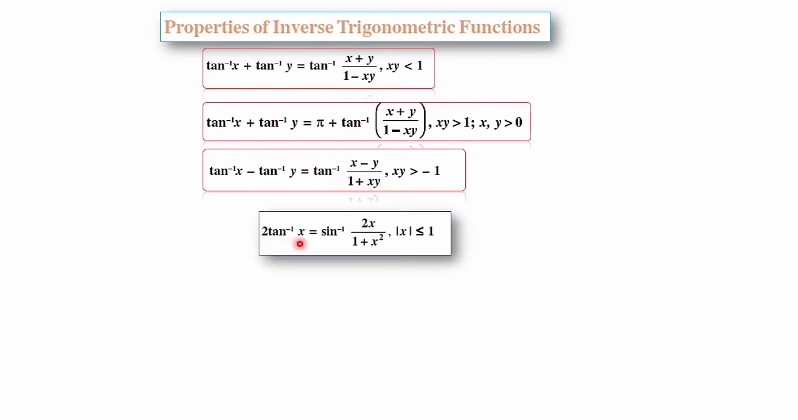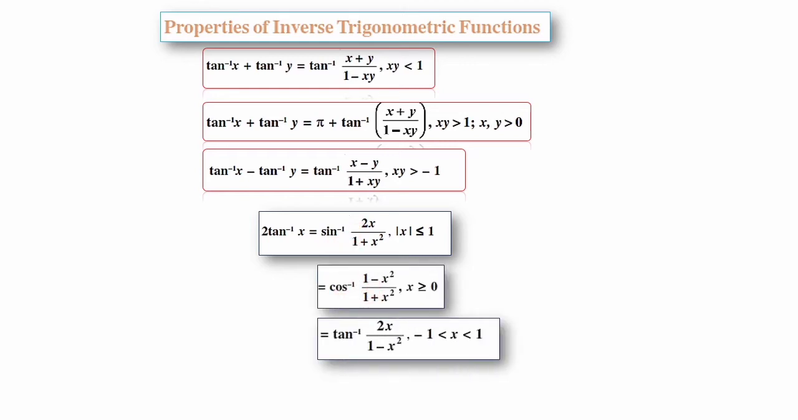And for 2 tan inverse x we have the formulas: sin inverse of 2x by (1 plus x square), next, cos inverse of (1 minus x square) by (1 plus x square), then tan inverse of 2x by (1 minus x square).